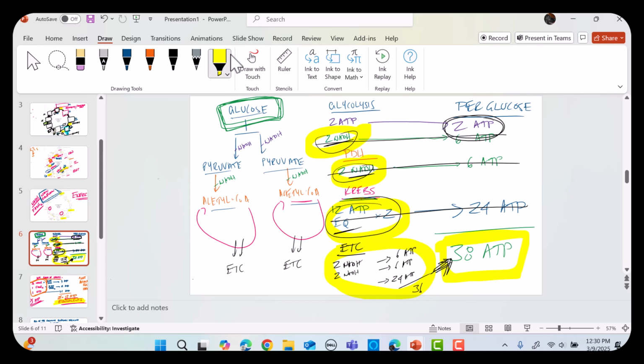Okay, so that's it for the Krebs cycle. You're going to have questions to do and a quiz and everything. Then we'll move on to the electron transport chain.